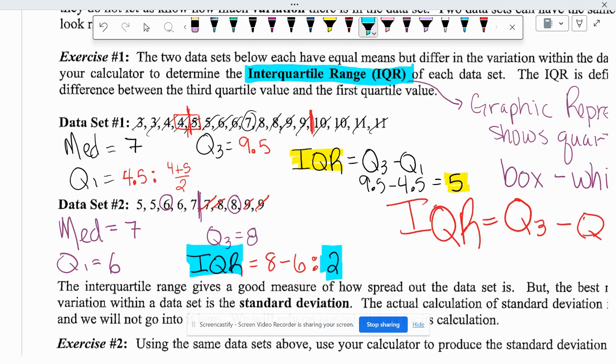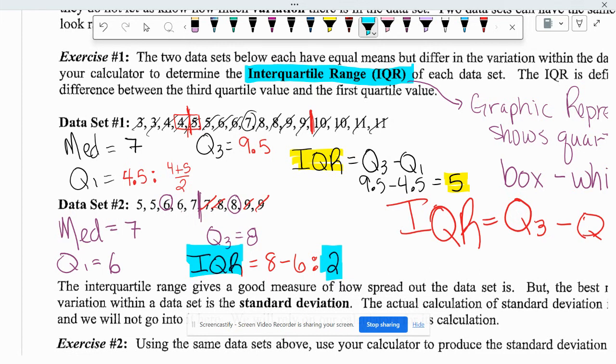If there's less spread in the box, that means that the IQR is smaller. So here's a way to represent variability. Data set number 1 has more variability or more spread of data than data set number 2. Does that make sense? So what does that number really mean?